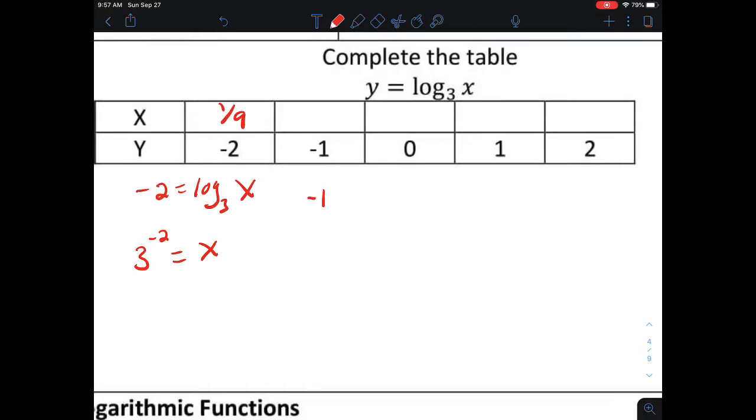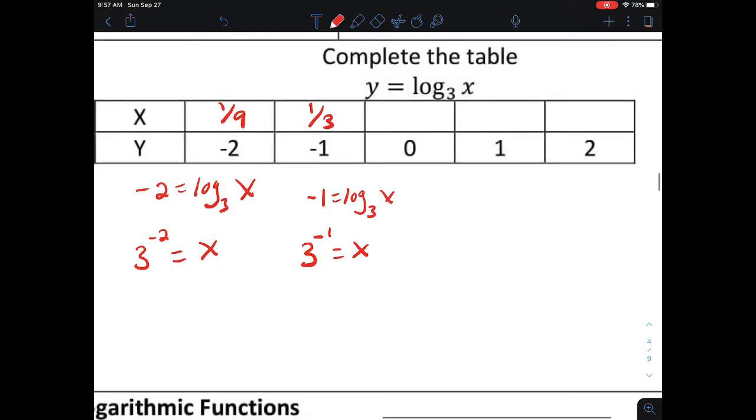So I say negative 1 is equal to log base 3 of x. Rewrite it as an exponential function. 3 to the negative 1 power is equal to x. So x is 1/3. And then let's see, we got 0. So 0 equals log base 3 of x. And so rewrite that as an exponential function. 3 to the 0 is equal to x. x is equal to 1.